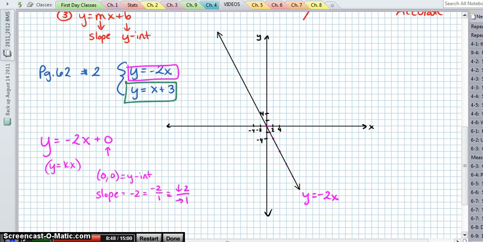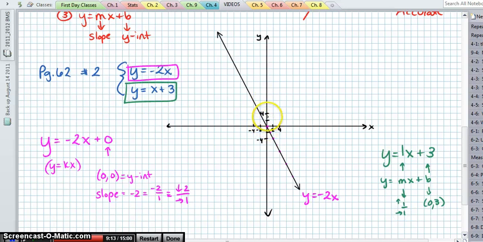Let's take a look at this second line. y equals x plus 3. This one also happens to be in slope-intercept form. Again, it's a little bit tricky to tell. There is a 1 in front of this x. That's its coefficient. So the y-intercept is 0, 3, and my slope is 1 over 1. So I'm going to move up 1 and to the right 1.